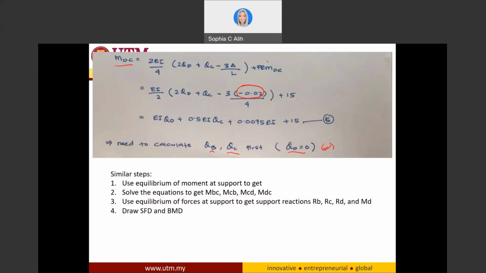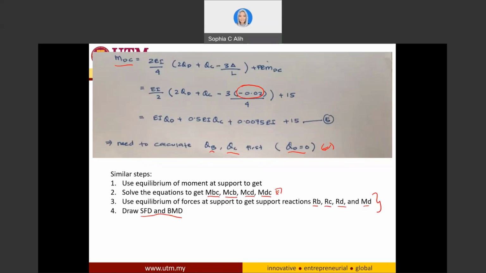after you calculated this one, you will use the equilibrium of support to get this theta. And once you get this theta, you will get the equation of end moment BC, end moment CB, end moment CD, end moment DC. And once you get the end moments all together, you will use the equilibrium of forces at support to get the reactions RB, RC, RD, and MD. And when you get these reactions, then it is very straightforward for you. You can draw the shear force and bending moment diagram.